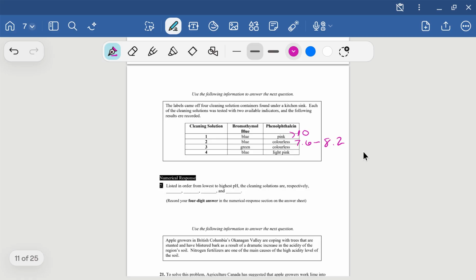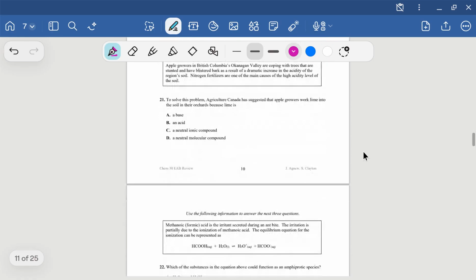In number 3, if you're green, that is showing you that you're right in the range for the buffer for that indicator, bromothymol blue, and then colorless because you're below that value that you would check there. And then number 4, doing the same thing. So bromothymol blue, you're higher than 8.2, but if you're light pink, you are in that range of 8.2 and 10, which would be the phenolphthalein indicator. So once we've looked at those colors, then we can go from lowest pH to highest. So lowest would be number 3, and then we would go number 2, and then 4, and highest is 1.